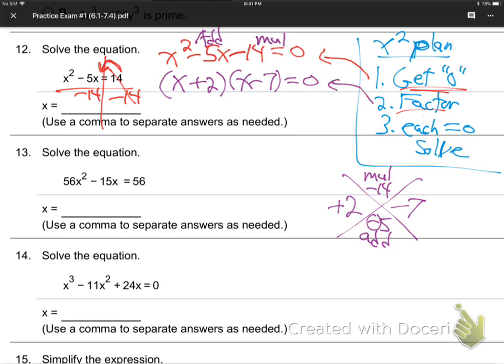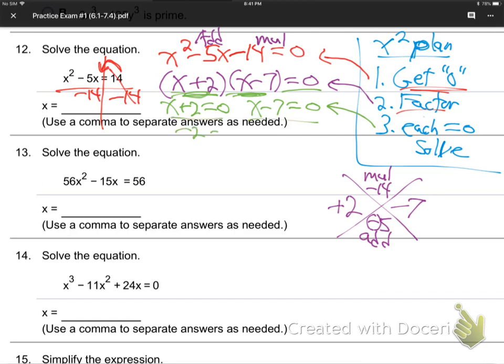Step 3 is we set each one equal to 0. So we set the x plus 2 equal to 0, and we set the x minus 7 equal to 0. Why is that? Because if two things are multiplying, parentheses, to equal 0, either one could be 0 to make that happen. So either one gets 0.